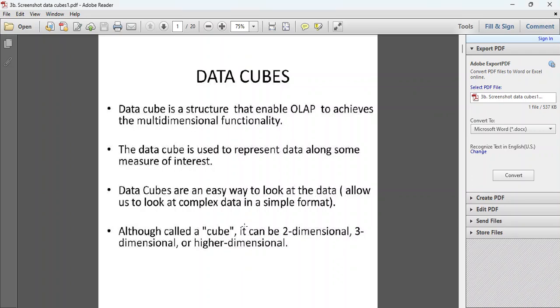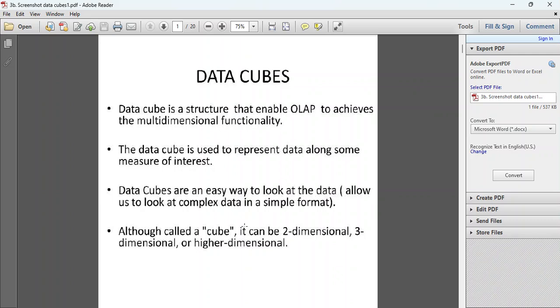In the previous lecture, we saw the three-tier architecture of the data warehouse, and in that, the middle tier. In that middle tier, we have OLAP servers. Here in the OLAP servers, we use data cubes. So, what is a data cube, and what are the functionalities of a data cube? We see in this lecture.